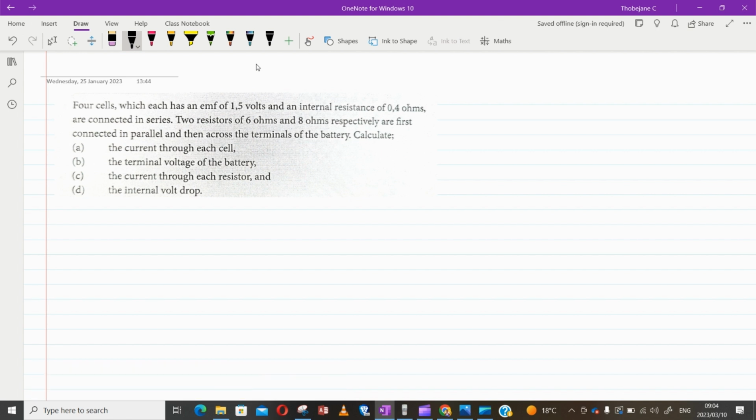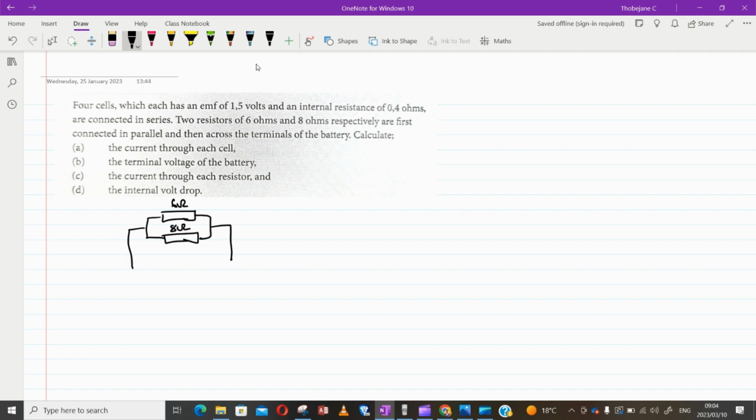To make things easier here, we need to sketch. After we've sketched that, it will be easier for us to calculate exactly what they are looking for. Now let us sketch this circuit here. First, I'm going to sketch my resistors which are connected in parallel. These are my two external resistors, connected in parallel, 6 ohms and 8 ohms respectively.